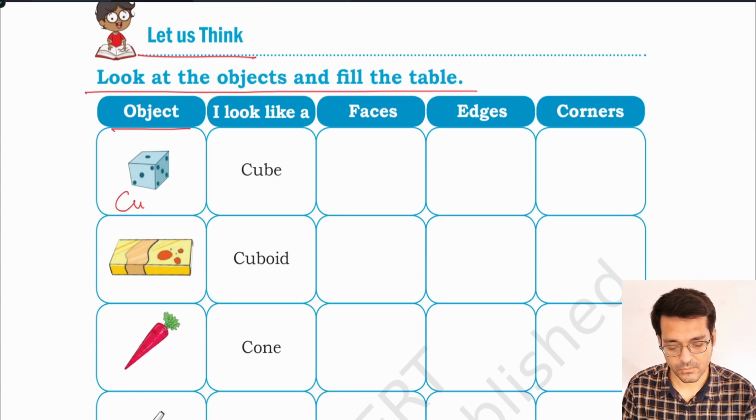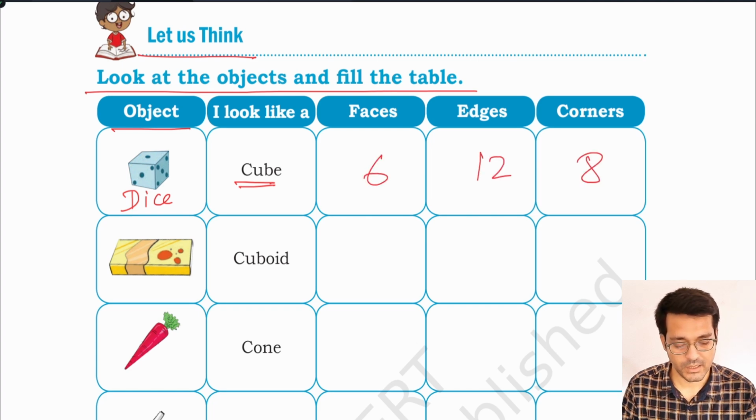Object cube. This could be a cube, or you can call it a dice. This is of cube shape. Number of faces 6, number of edges 12, corners 8.